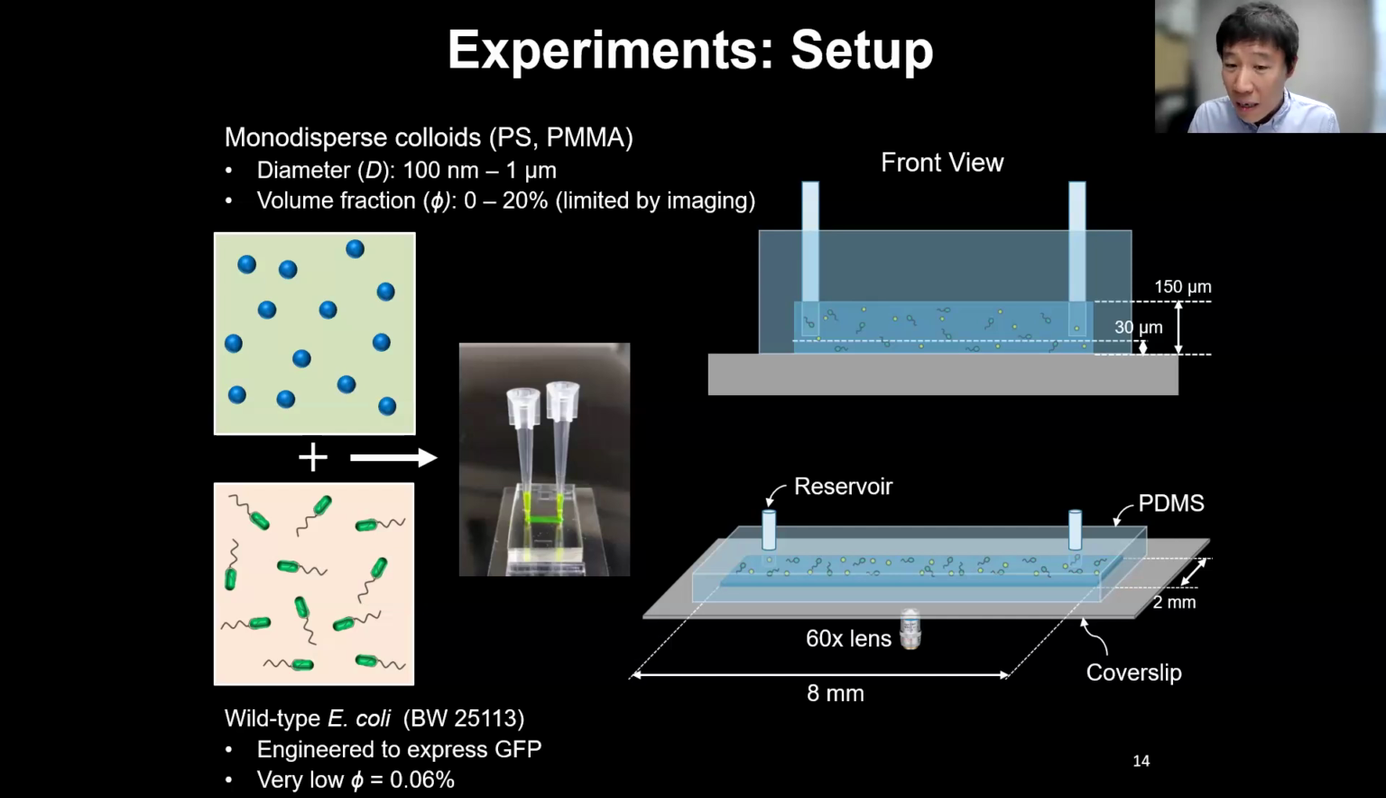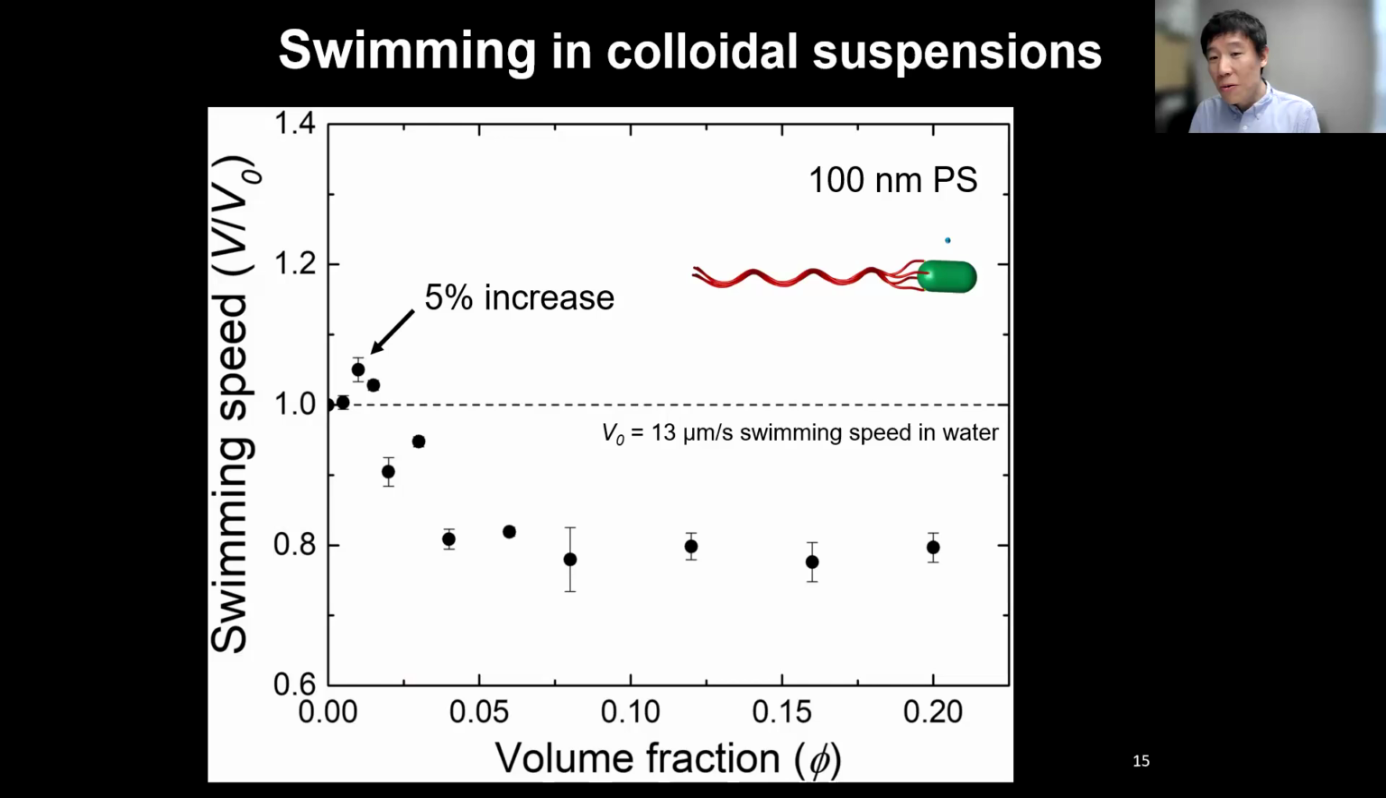And then we just use wild type E. coli, and we do imaging to see whether they swim faster or not. Here's the result. When I use a 100 nanometer polystyrene particle, this is the real size on the screen here, the size ratio between the bacteria and the particle. We see about 5% enhancement in speed at a particle volume fraction of about 2-3%. So at very low volume fraction, you get a tiny, small speed enhancement, about 5%.